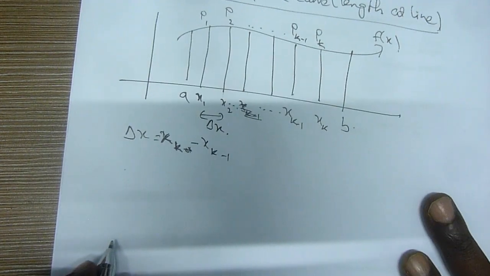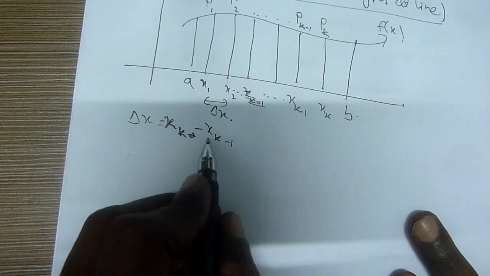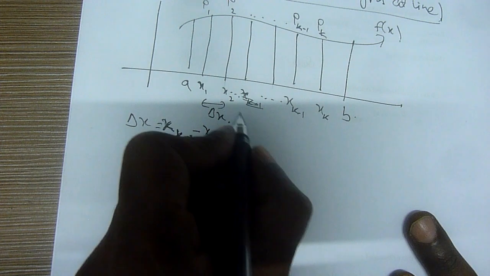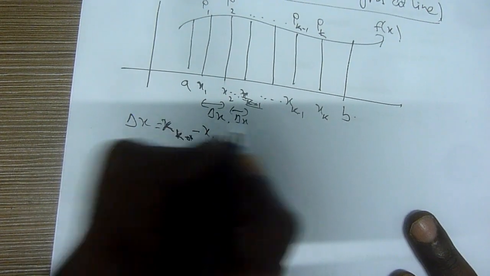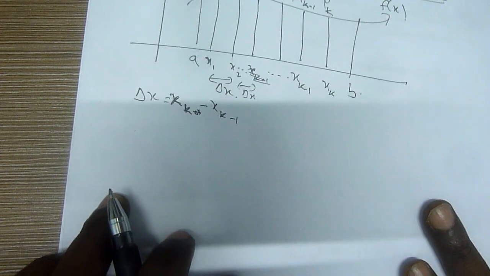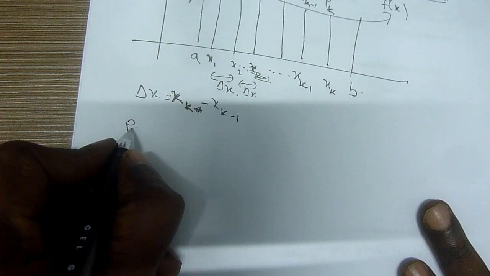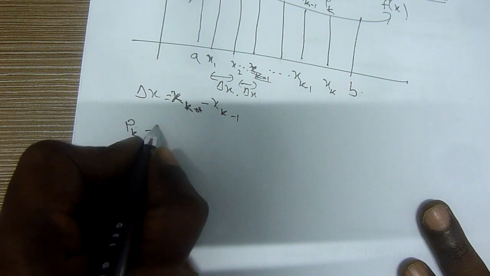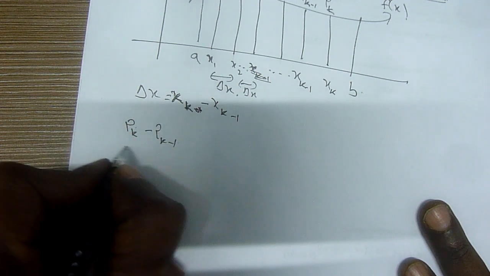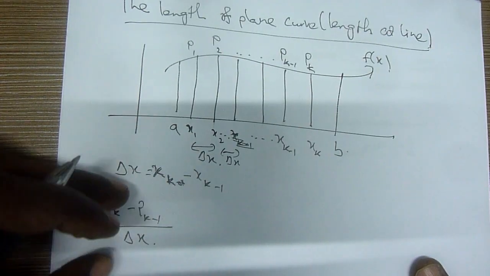This is very simple, just the difference, but remember, this is fixed for every segment here. Once we calculate this, is it possible for me to calculate this segment here, for example the distance between P(k-1) and Pk? Can I calculate this?